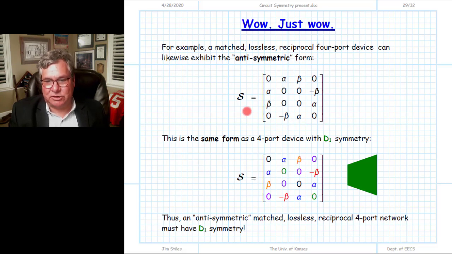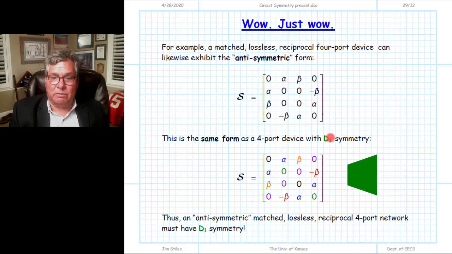And if we look at this structure and compare it to the structure of a scattering matrix for a circuit that exhibits D1 symmetry, a single plane of bilateral symmetry, we find that they have the same structure there. These two values are the same. These two values are the same, and these are the same. Those are the same. And so it turns out that this maps into the same matrix structure there.